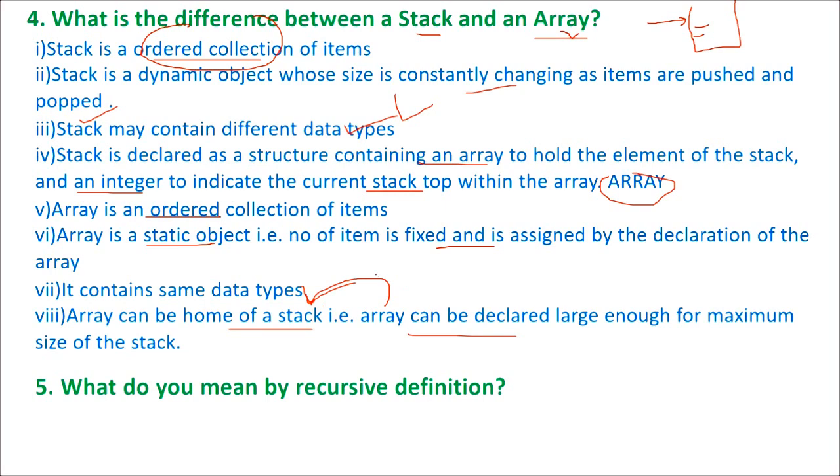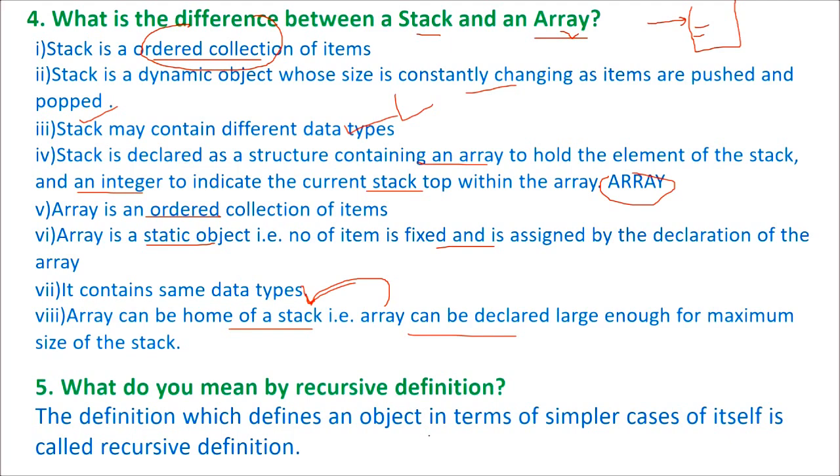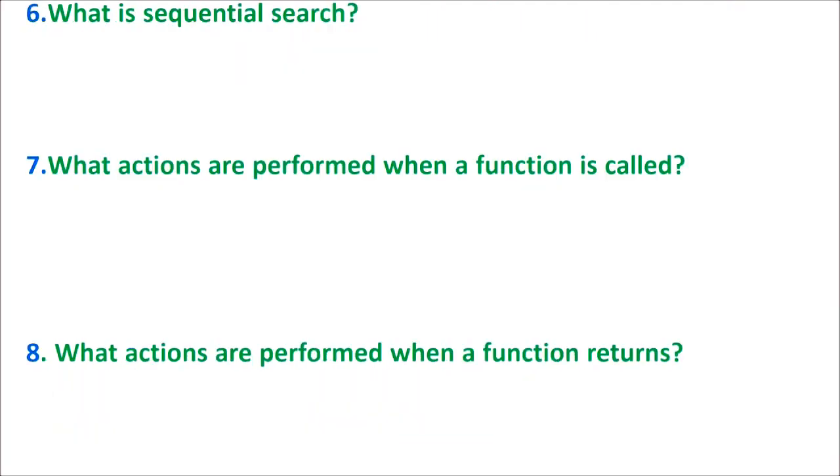So what do you mean by recursive definition? Recursive definition means recursion or calling itself. A definition which defines an object in terms of simpler cases of itself is called a recursive definition. So a bigger problem is divided into simpler problems. And these smaller problems are the image of the bigger one only. So a function is calling, or the definition is that you make simpler cases, and these simpler cases are the object of the above case only, and it calls itself.